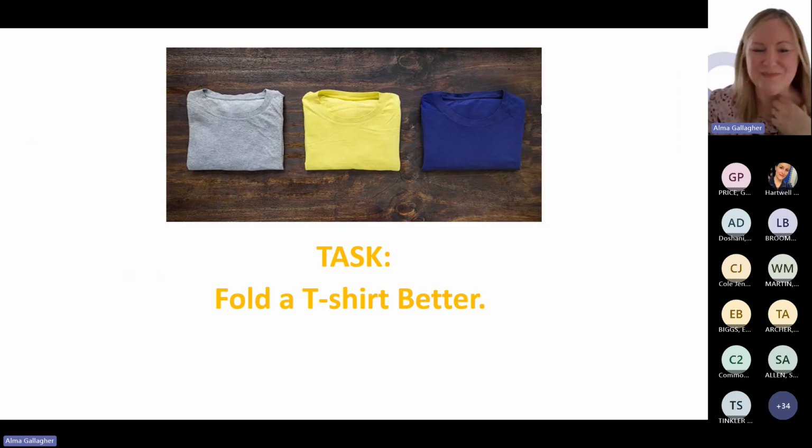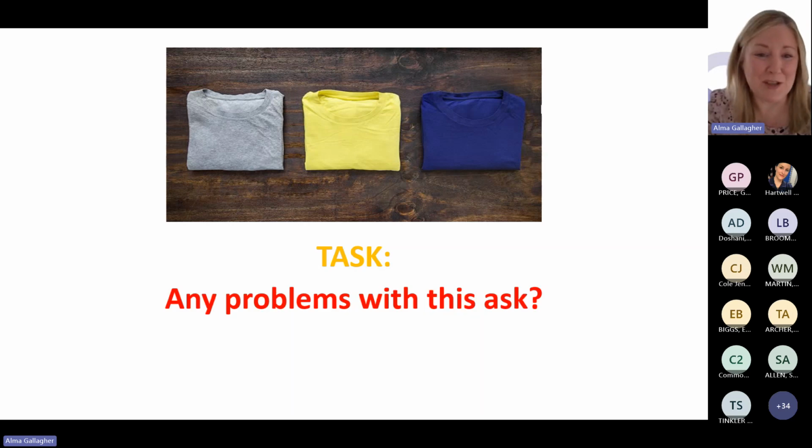So I've got a task, and I was just wondering, I'm being inspired by Marie Kondo: could you fold a t-shirt better? And I wonder what you can do with that task. If there are any problems, perhaps, with just "fold your t-shirts better". How much is better? Yeah, there's a couple of problems. So how much is better? Exactly. Anything else? What is better? Better for you, better for me?